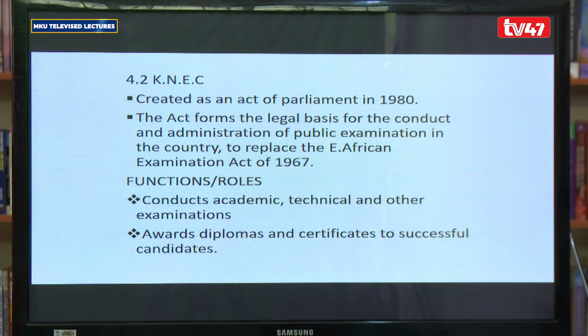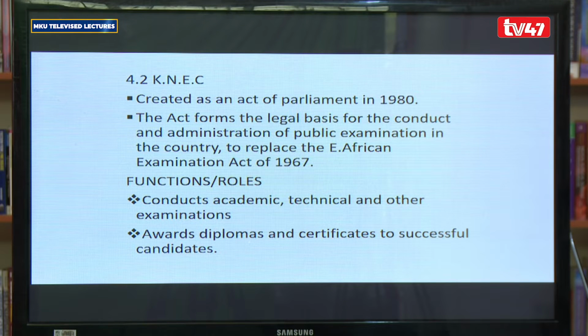The second agent is the Kenya National Examination Council. This was created by an Act of Parliament in 1980. It acts as a legal basis for conducting and administering public examination within the country. It replaced the East African Examination Act of 1967.